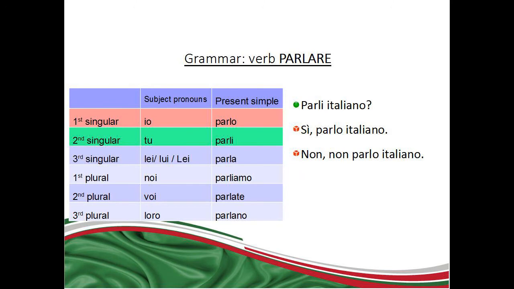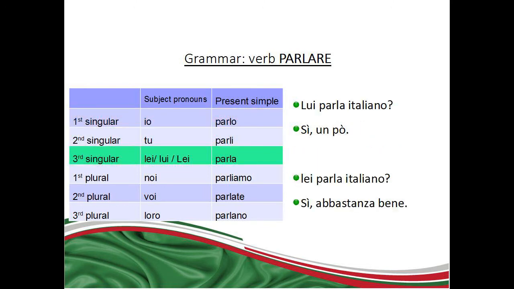Let's make more sentences. Parli italiano? Do you speak Italian? Sì, parlo italiano. Yes, I speak Italian. No, non parlo italiano. No, I don't speak Italian. Lui parla italiano? Does he speak Italian? Sì, un po'. Yes, a little bit.